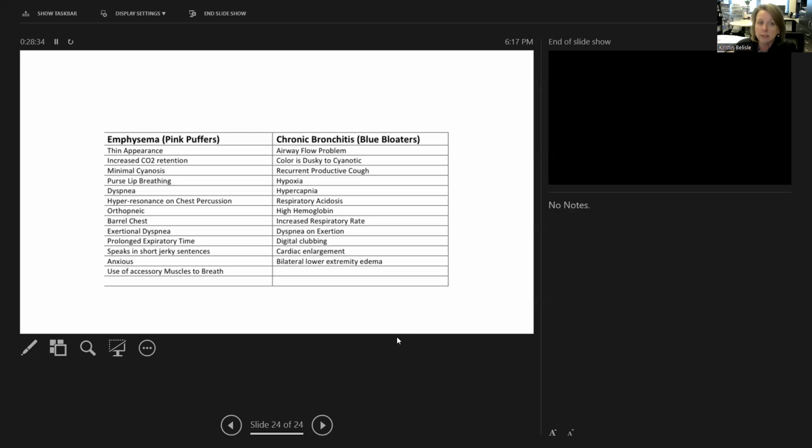All of them are good. You'll see digital clubbing, cardiac enlargement. That's with our blue bloaters. But in the end, they're all struggling. It's COPD across the board, but they do present differently, pink puffers and blue bloaters. So please make sure that you go through and read anything. If you're not familiar with medications that are given, look in your book for those. There's a great chart in the book that breaks down emphysema, chronic bronchitis, and asthma. So take a look at that, and I think you'll do great.